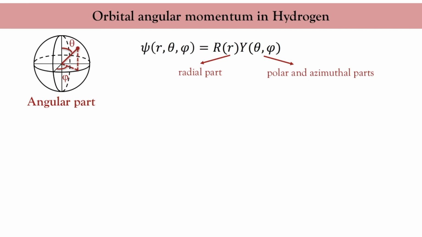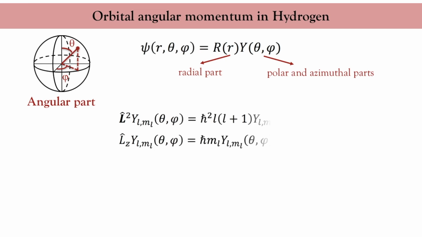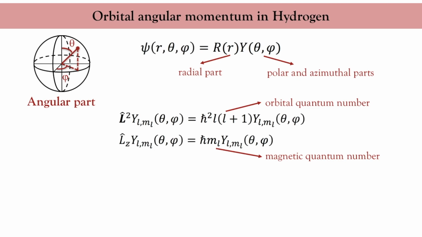As we have seen previously, this part must be an eigenstate of the orbital angular momentum operator and should therefore fulfill the following relations. Here, the quantum number L is called the orbital quantum number, and the quantum number m_L is called the magnetic quantum number.